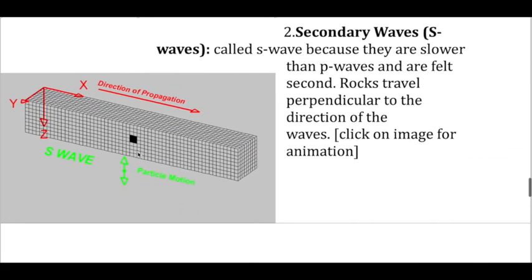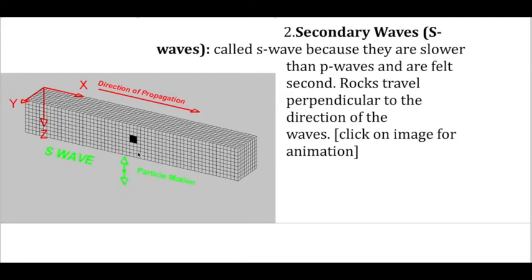Your secondary waves are called S waves, and they're not called S waves because they're secondary. That drives me nuts. They're called S waves because they're slower. P waves are called P because they're primary. They're the first ones that will get somewhere. The S waves are felt second. So if you have waves from an earthquake, you'll feel the primary waves first and then the secondary waves second.